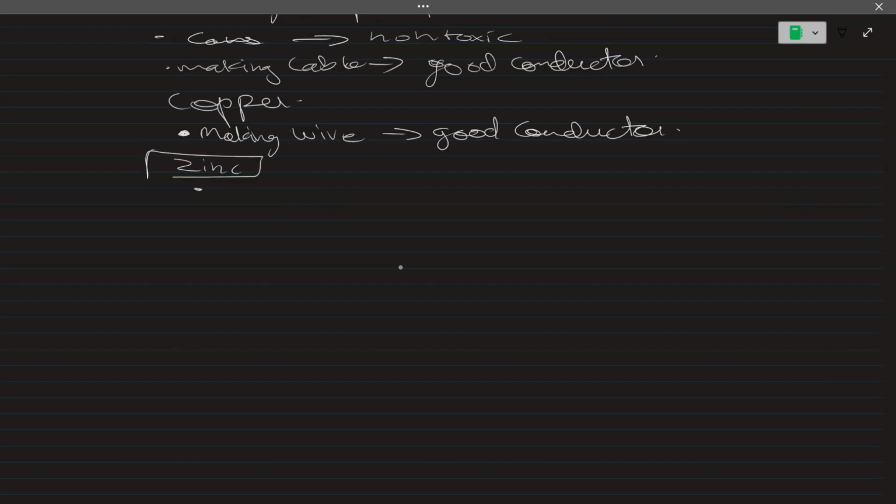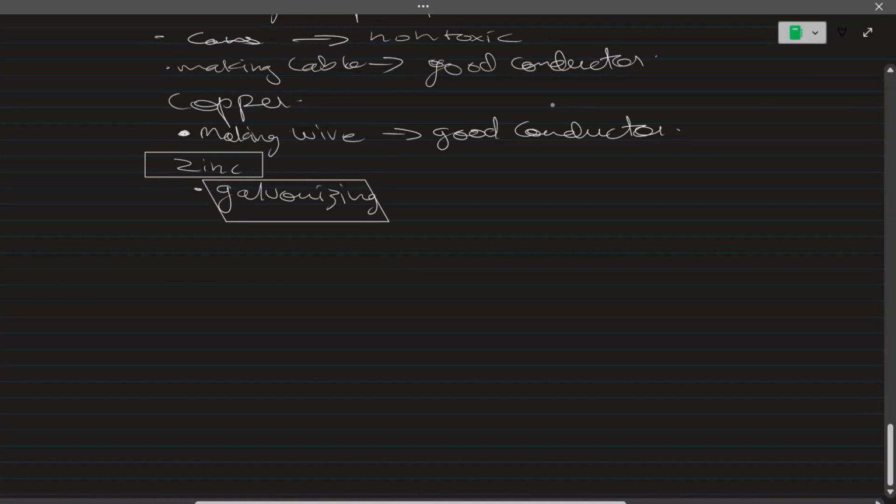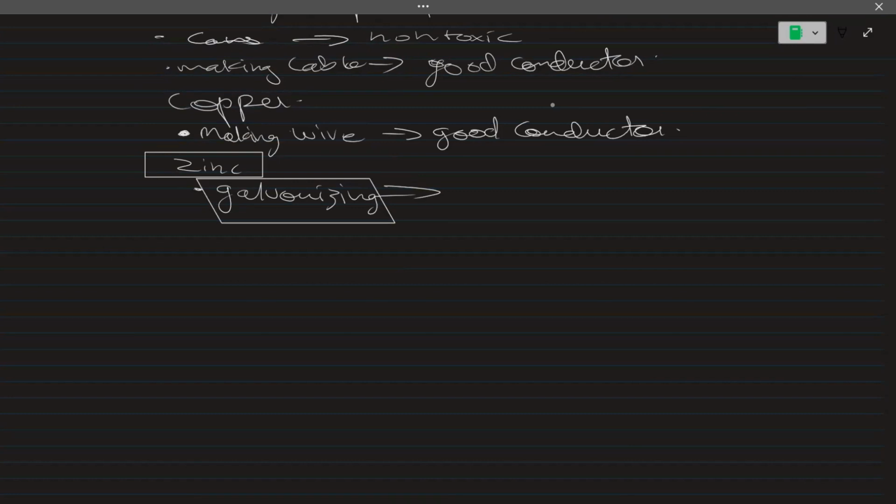Used for galvanizing. Yes, it's used for galvanizing on the surface of iron because it is more reactive than iron. Yes, it's used for galvanizing because it's more reactive than iron.